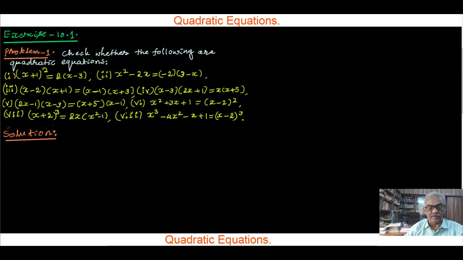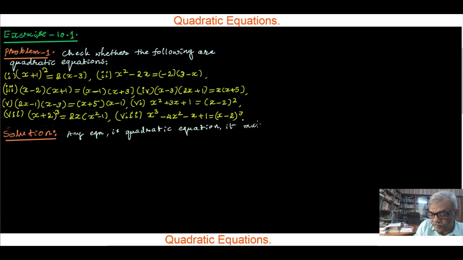Before going to the solution, any equation, to be a quadratic equation, must be of the form ax square plus bx plus c is equal to 0, and a should not be equal to 0. Then we say that the given equation is a quadratic equation.